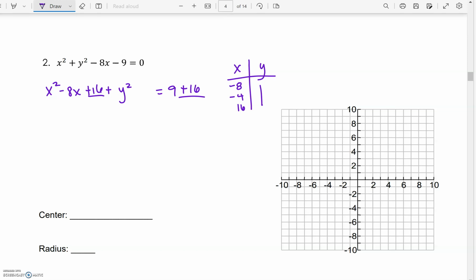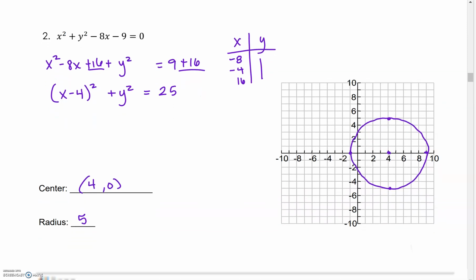And then we end up with factoring. And then we wind up with a center at (4, 0). And then the square root of 25 is 5. So (4, 0), and going out 5 units. And there we are.